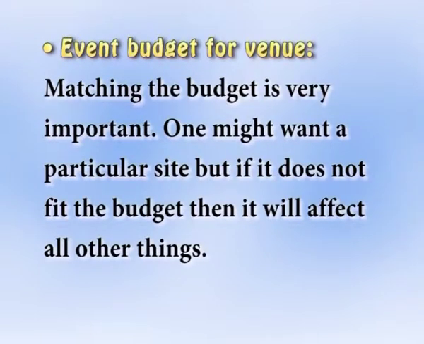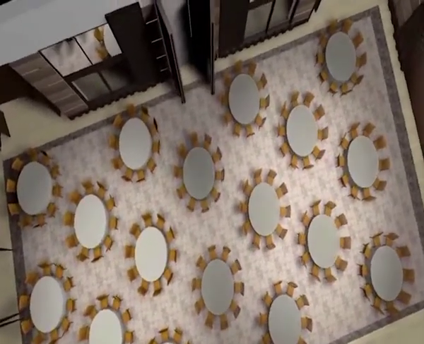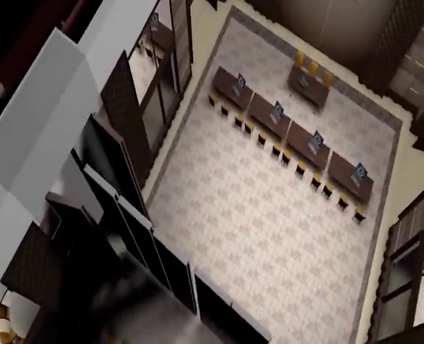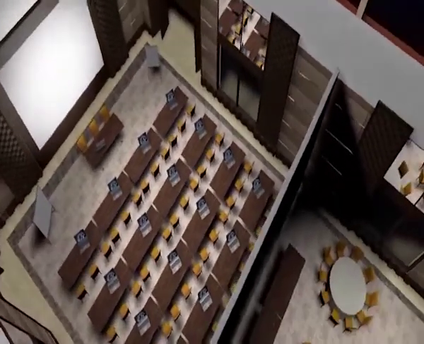Event budget for venue. Matching the budget is very important. One might want a particular site, but if it does not fit the budget, then it will affect all other things. Venue configuration and facility. This includes appearance, furnishing, equipment and amenities.